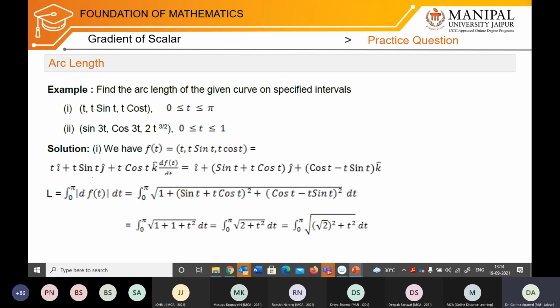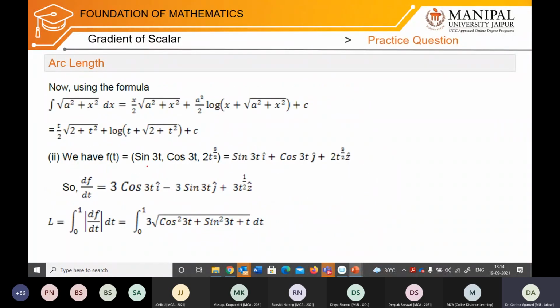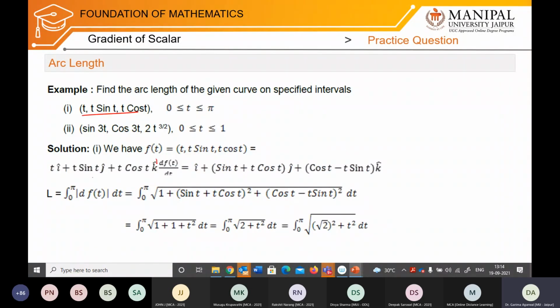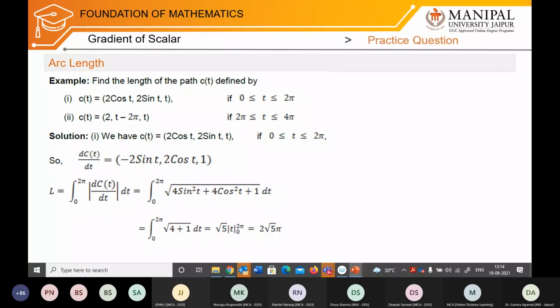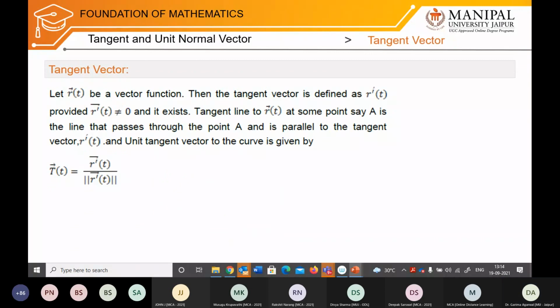Here we have one more formula for arc length. This function can be written as t i cap plus t sin t j cap plus t cos t k cap. Then we find the derivative of the function, right? Then we put the values in the formula for arc length. Similarly, these are basic examples to find the arc length.